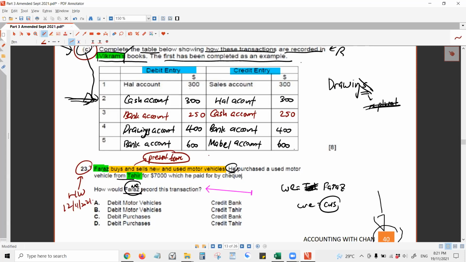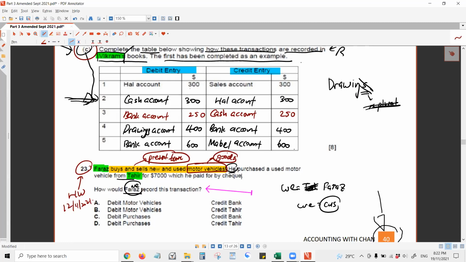So are motor vehicles here NCA? No. Motor vehicles here are goods. Goods are the things that you buy and sell. So my conclusion is this: don't always assume that motor vehicles are NCA. Sometimes when they say the business is about buying and selling motor vehicles, then motor vehicles become goods. Another example, you run a furniture store. Your business is about buying and selling furniture, so furniture will become your goods. Whether something is goods or NCA, you have to see the business.